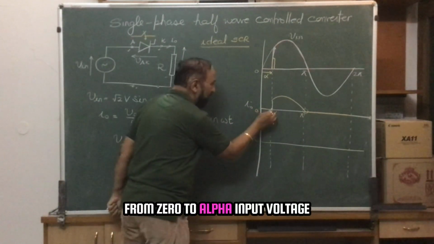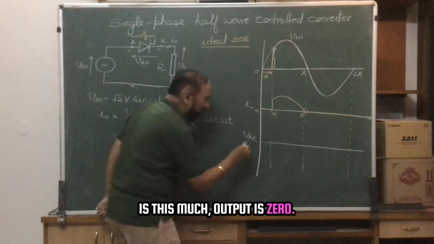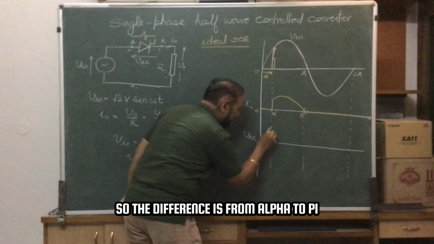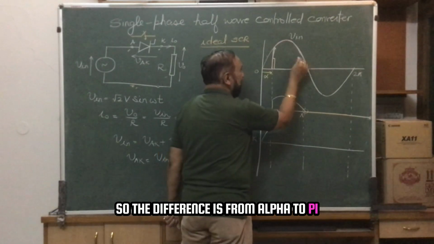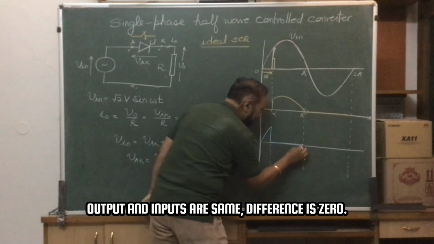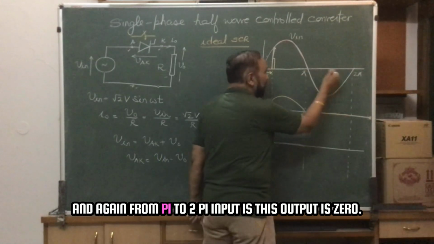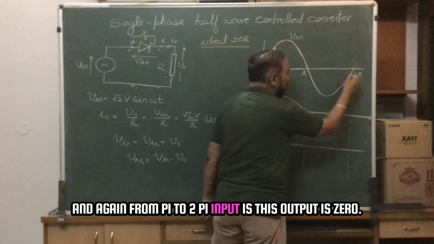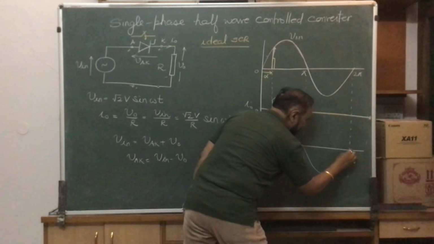From 0 to alpha, input voltage is this much, output is 0, so the difference is this. From alpha to pi, output and input are the same, difference is 0, ideal device. And again from pi to 2 pi, input is this, output is 0, difference is this.